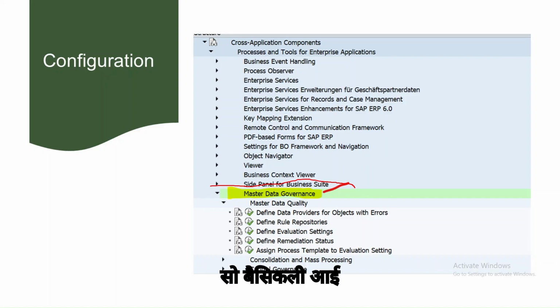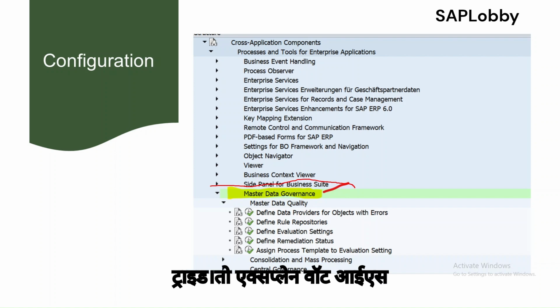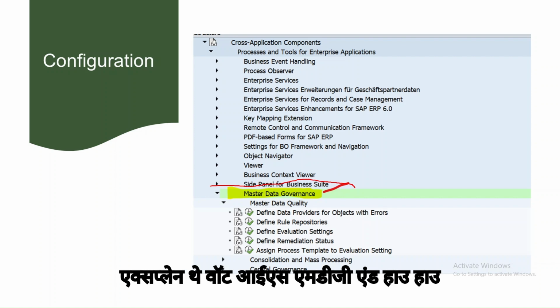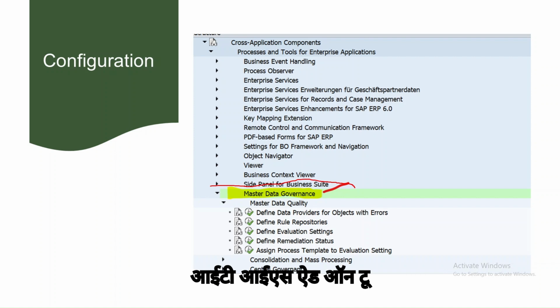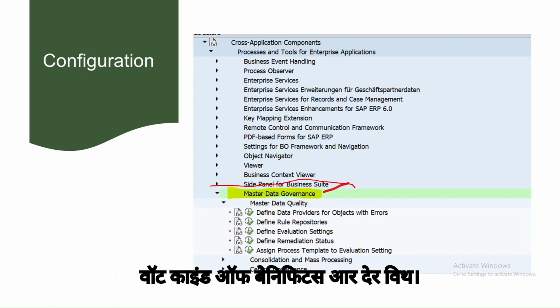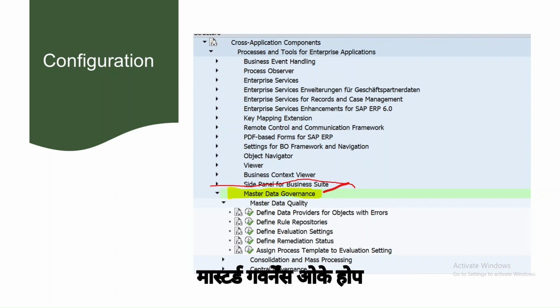Basically, I tried to explain what MDG is. This session was only to explain what MDG is and how it is added to MDM, what kind of governance policy there is, and what kind of benefits there are with master data governance. Hope you got the overview of master data governance.